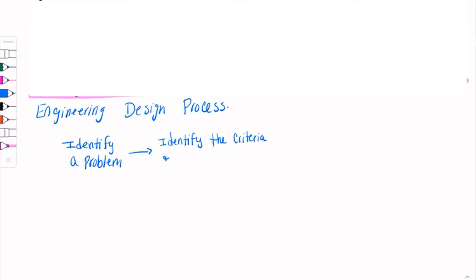And constraints. So constraints are things that limit you. For example, a constraint of the Pfizer vaccine is that it has to be stored at negative 90 degrees Celsius. That's a constraint. You can't have it warmer than that. So these are like the requirements.